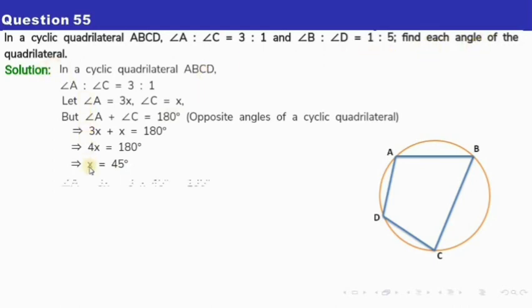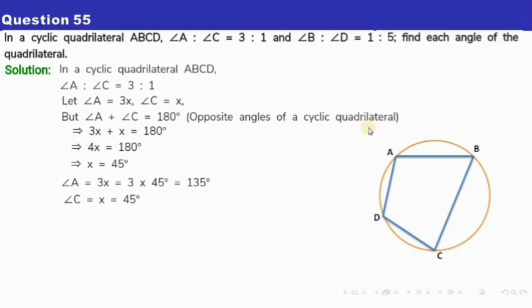Okay, so therefore my A will be 3x, that is 3 into x, that is 45, which turns out to be 135. Alright, and my C will be equal to x, and x is equal to 45. So the value of angle A is 135 and the value of C is just 45 degrees.